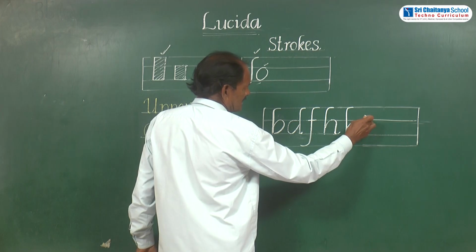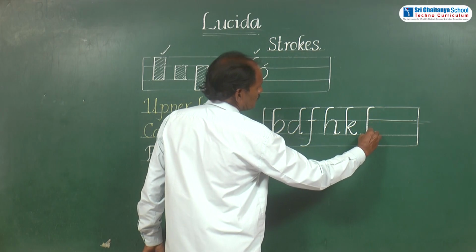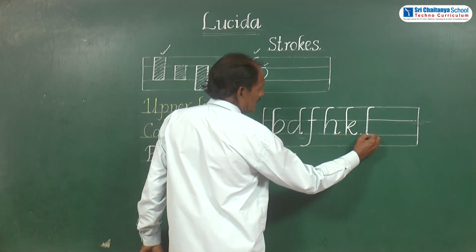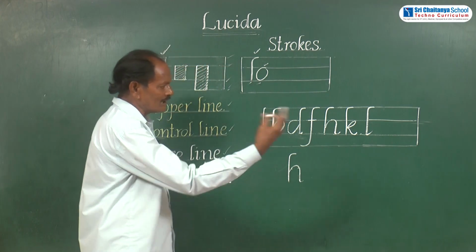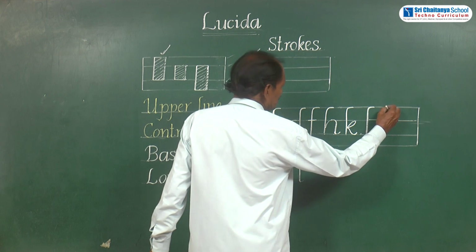The next upper zone letter is L. It is nothing but the common stroke of upper zone, or upper zone stroke, and a small stroke to the right side of the letter. Next, T.